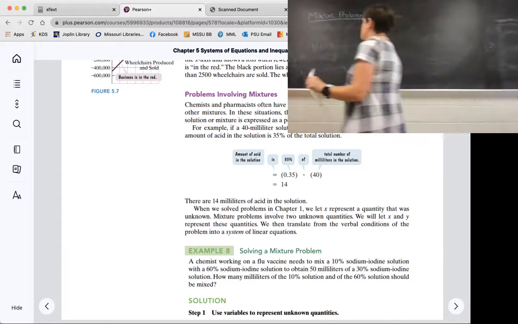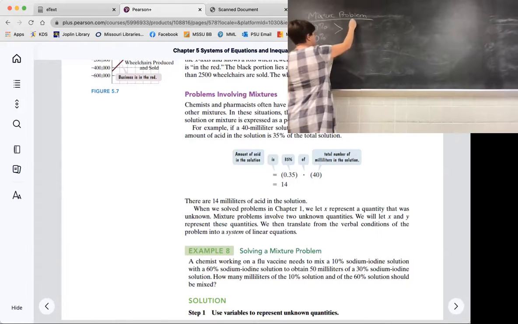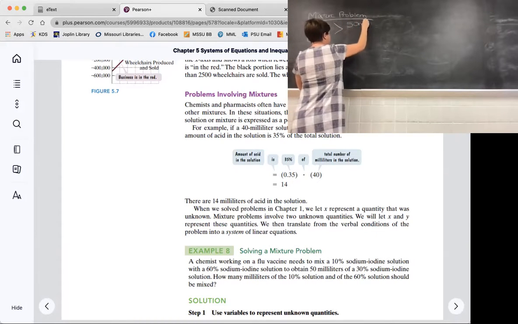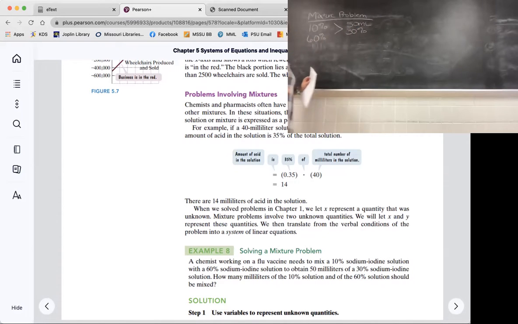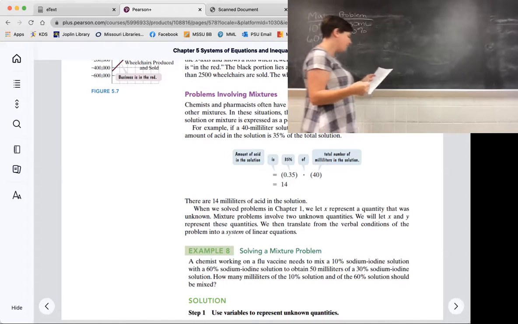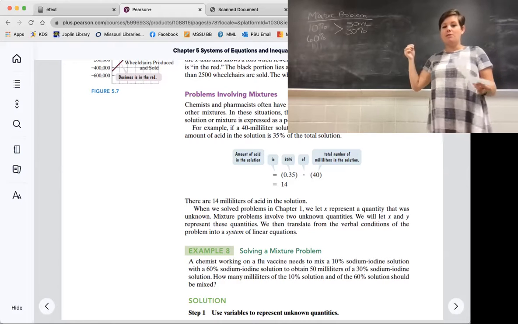So I always take notes when I read those problems. For me, it says that we're going to have a 10% solution and we're going to have a 60% solution that we combine together to get 50 milliliters of a 30% solution. That's just the general information that I get from the problem. It wants to know how many milliliters of the 10% solution I need and how many milliliters of the 60% solution I need.